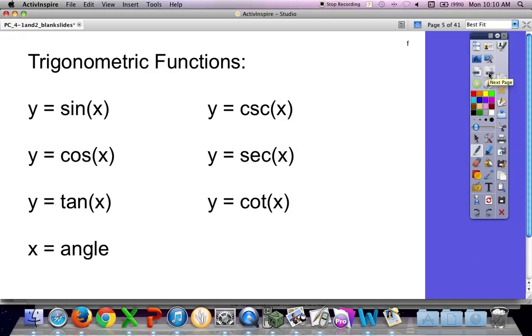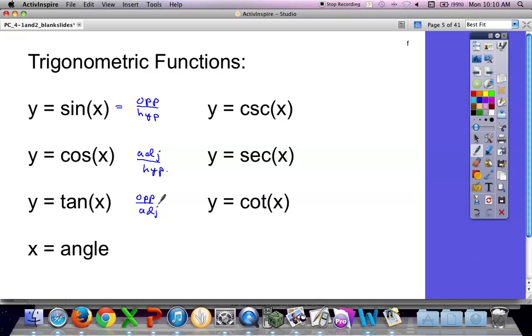Okay, we will use the trig functions. I know that you've done sine, cosine, and tangent before. If you remember, the sine was opposite over hypotenuse in a right triangle. The cosine was adjacent over hypotenuse. And the tangent was opposite over adjacent. Those three I know you dealt with before.